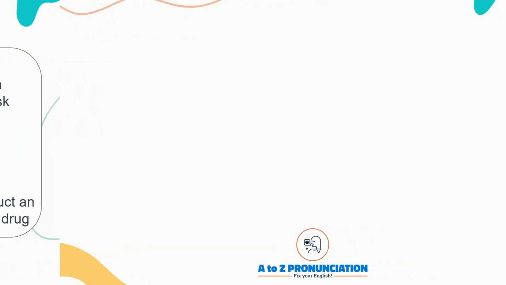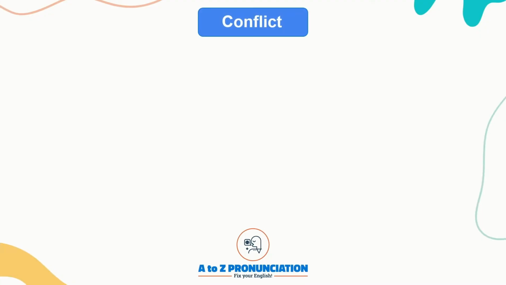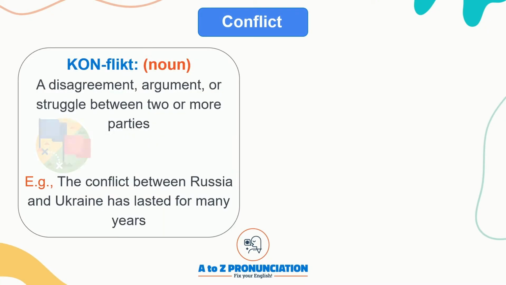Up next, we have conflict. Again, this is the noun version, which means a disagreement, argument, or struggle between two or more parties. For example, the conflict between Russia and Ukraine has lasted for many years.